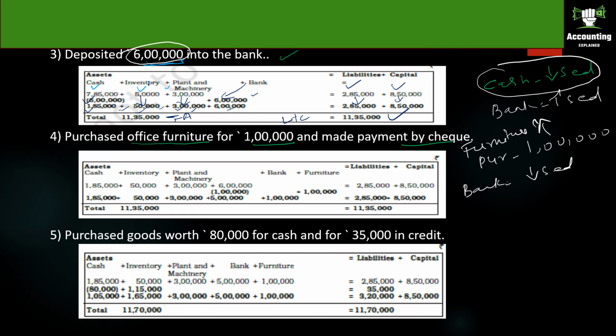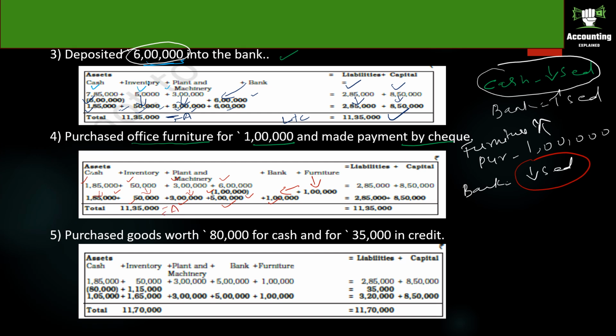So now the last previous closing balance of the transaction, you are taking cash 1,85,000. Okay, cash 1,85,000, inventory 50,000, plant and machinery 3 lakhs, and bank is 6 lakhs. Now cash remains the same, inventory remains the same, plant and machinery remains the same, bank 1 lakh is decreased. See here. So you are decreasing 1 lakh from bank, and bank becomes now 5 lakhs. And you are adding furniture 1 lakh. So it is being added in the assets 1 lakh.